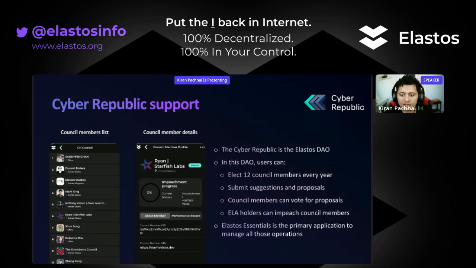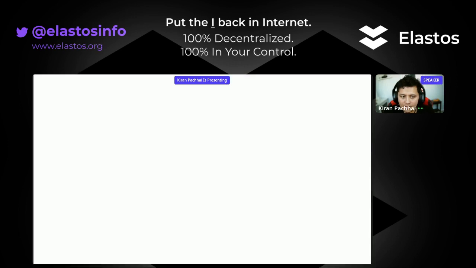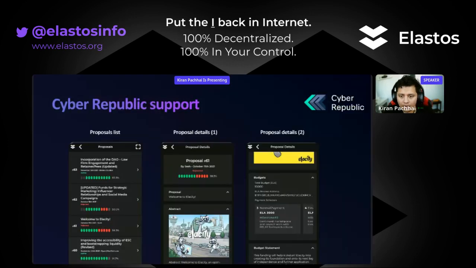Holders can impeach different council members. They can veto decisions made by council members, if they're not satisfied with their engagement, right? So all of this is again available on Essentials because Essentials is the go-to wallet for the Elastos ecosystem. All right, these are more screenshots of the proposals. So let me just quickly go over to the next one.